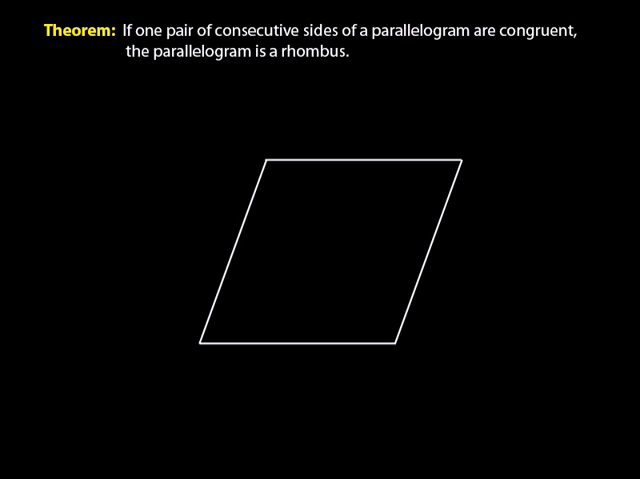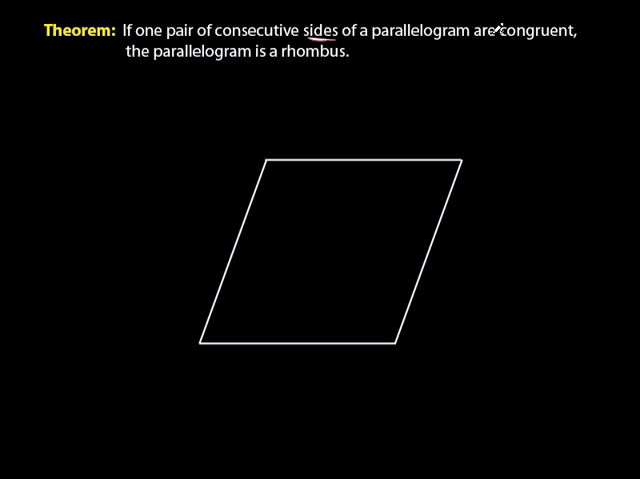This next one's kind of interesting because it's not really a converse of another theorem that we've talked about, but it should make a little bit of sense to us. Let's read it. It says, if one pair of consecutive sides, what does consecutive sides mean? Consecutive sides means the sides that are right next to each other, okay, not the opposite sides. These two sides would be opposite. This side right here and this side right here would be consecutive, or this top one and this side one would be consecutive.